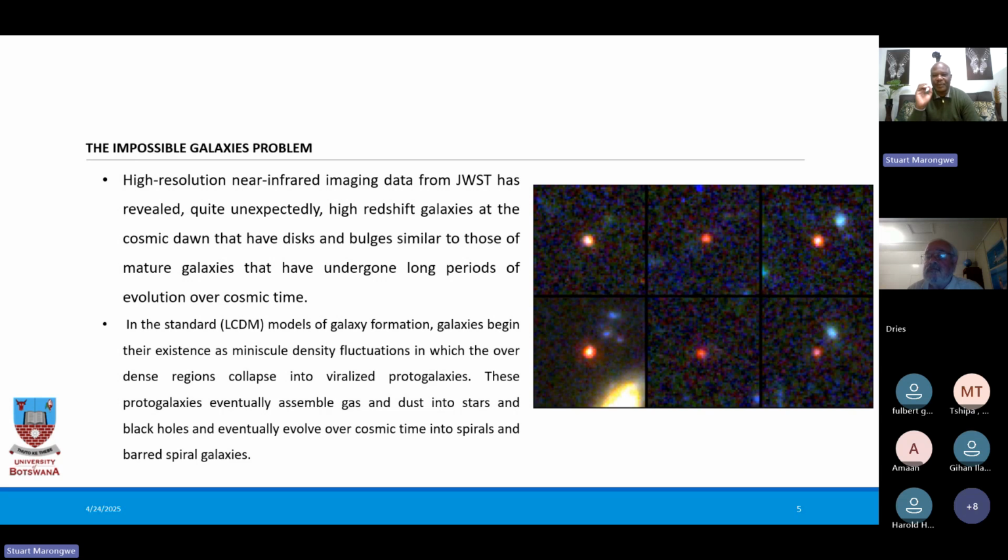This telescope observes in the infrared, so it can go beyond the current Hubble telescope that observes primarily in visible light. So the JWST can go deeper into the universe and see galaxies at the dawn of time itself. So what has JWST observed?